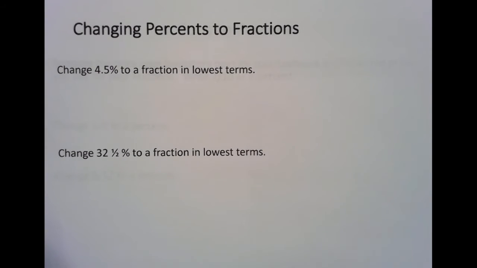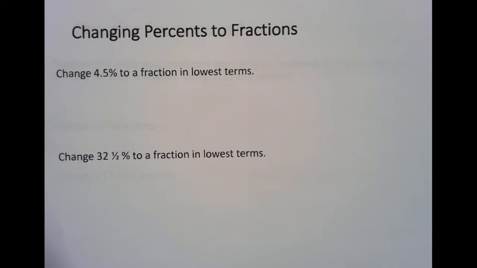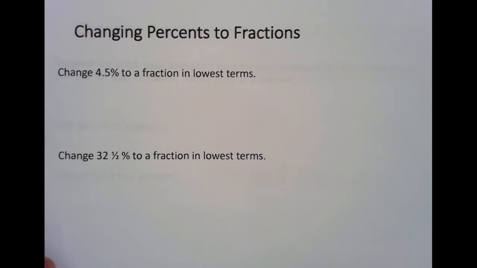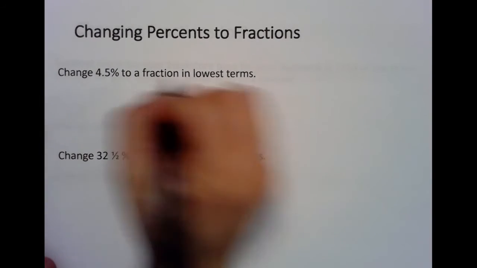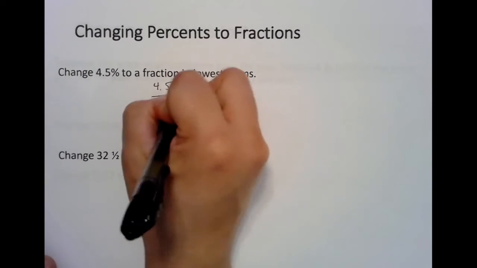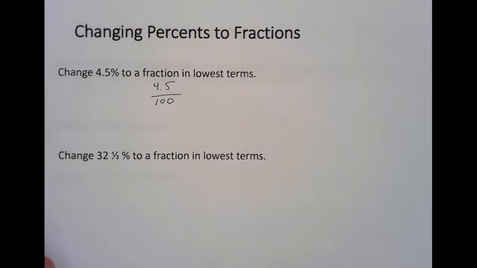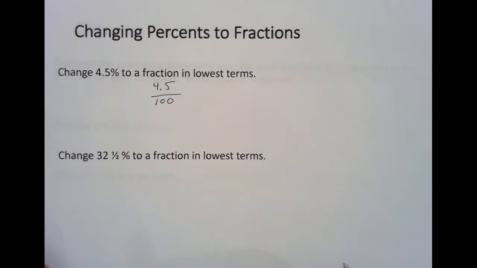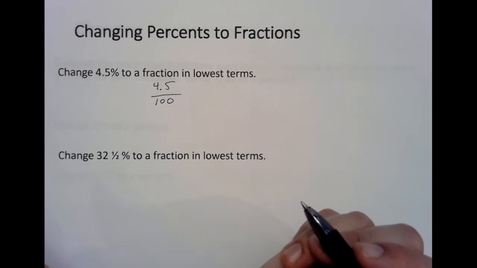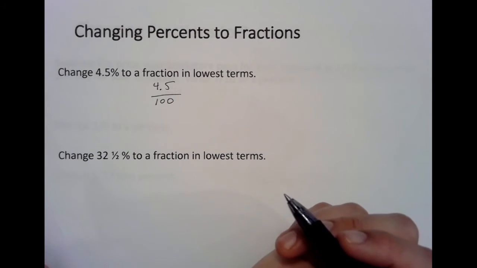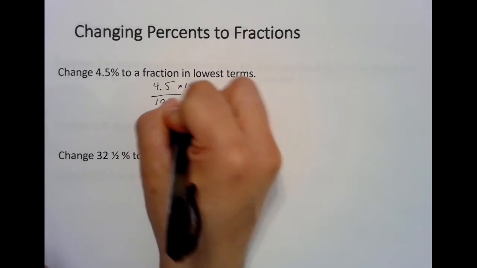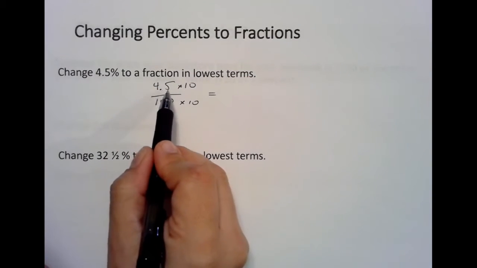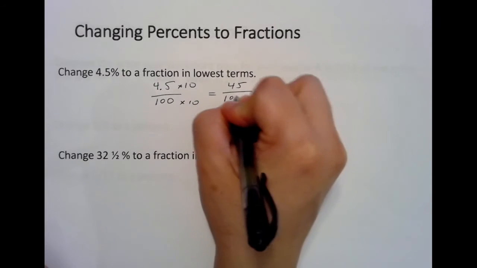Okay, so let's continue changing percent to fractions. What if we had something like: change 4.5% to a fraction in lowest terms? Okay, so first of all, we can rewrite this as a fraction. We have 4.5 over 100, since anytime you see the percentage, you can just write it over 100. But we don't want this decimal here. So how do we get rid of it? We notice that we have one digit in the tenths place. So to get rid of that decimal, we can multiply top and bottom of the fraction by 10. What that does is change 4.5 to 45, and that's over 1,000.